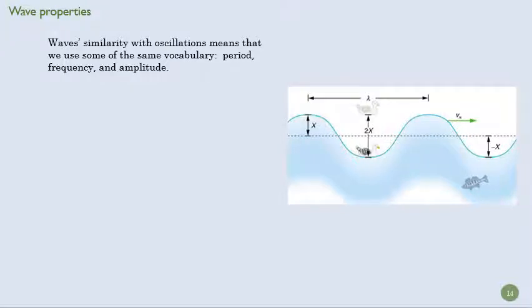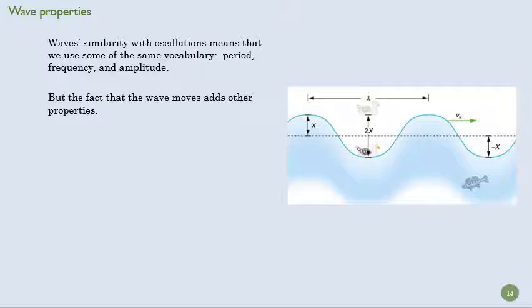So the fact that waves have that similarity with oscillation, that individual points are going to be oscillating, means we can use some of the same vocabulary that we used with oscillations, like period. How long does it take for the wave to go one full oscillation, right, up and down? Frequency, which is how many times per second, say, a wave peak passes a given point. And amplitude, so how far is it going up and down here? So x is generally considered the length from the midpoint to the maximum displacement there.